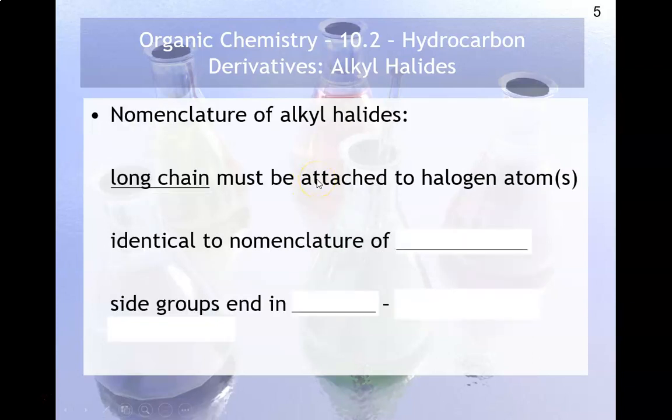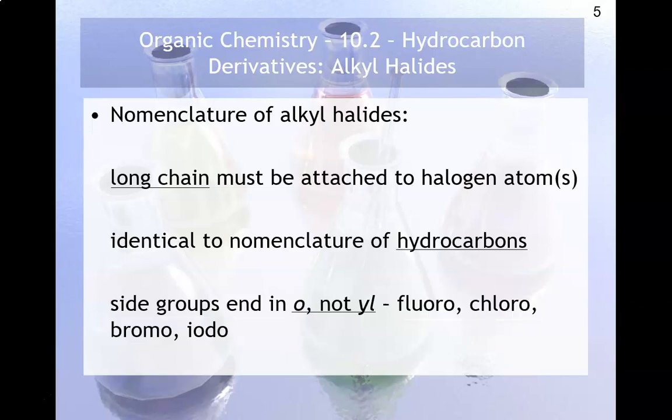So, first of all, there's a long chain that must be attached to halogen atoms, otherwise you can't have it. Now, the nomenclature is the same as hydrocarbons, but the branch with the halogen ends in o, not yl. So fluoro, chloro, bromo, iodo. And we just name it as a branch. In these cases, because each halogen only has one bonding electron, it's not going to have multiple halogens in a row, so each one of those will be a branch on its own.